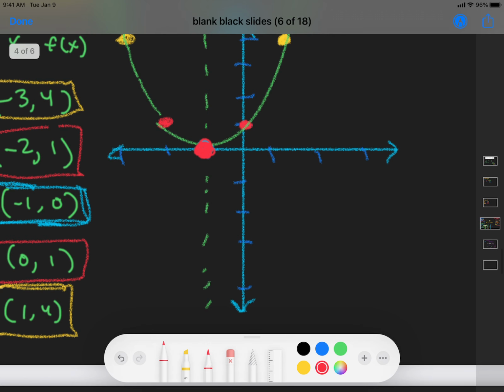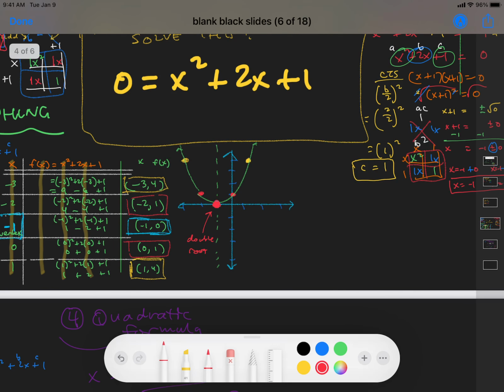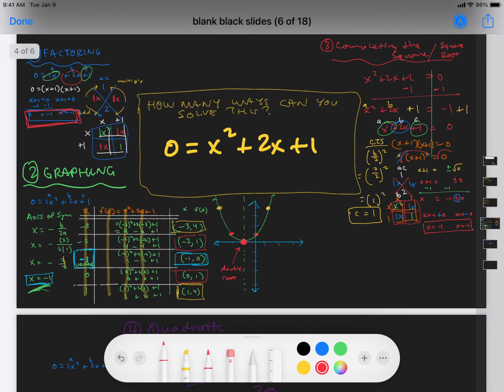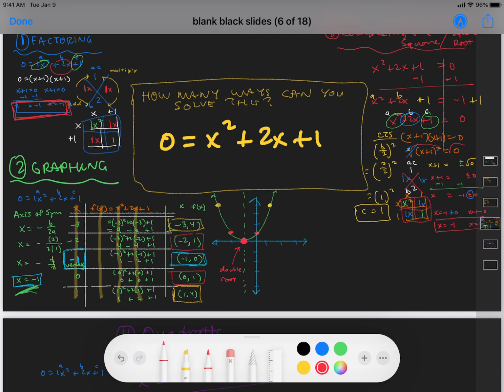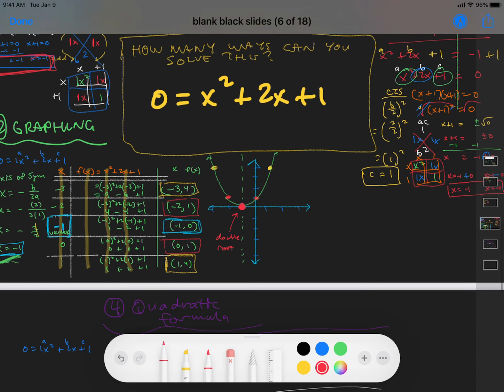But remember, the reason why you only see this once is they call this a double real root, or a multiplicity, which we're going to talk about in second semester. Okay, so how many ways can you solve this? Well, kind of like all five ways. You guys know factoring, graphing, completing the square, and the new one will be quadratic formula.